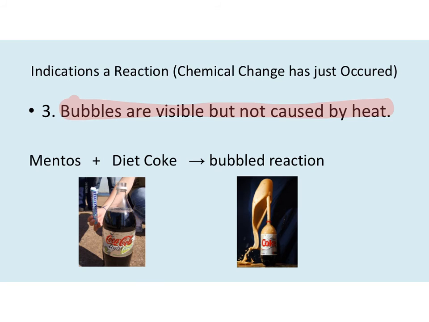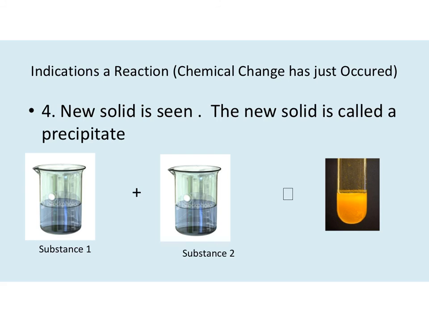So if I mix these two together, Mentos and Diet Coke, without having any heat, I'm going to see this huge surplus of bubbles. And this is an indication that a reaction's happening. What's causing these bubbles is that you're creating a gas. Okay, you're creating a gas that you didn't have before. And that is indicated by these bubbles. So we've got a change in color, a change in odor, bubbles are visible without heat. Okay, more to go. Next one.